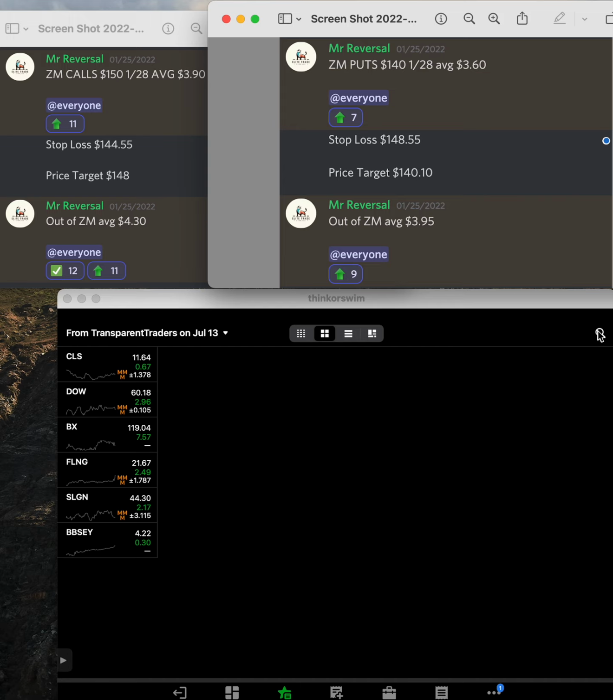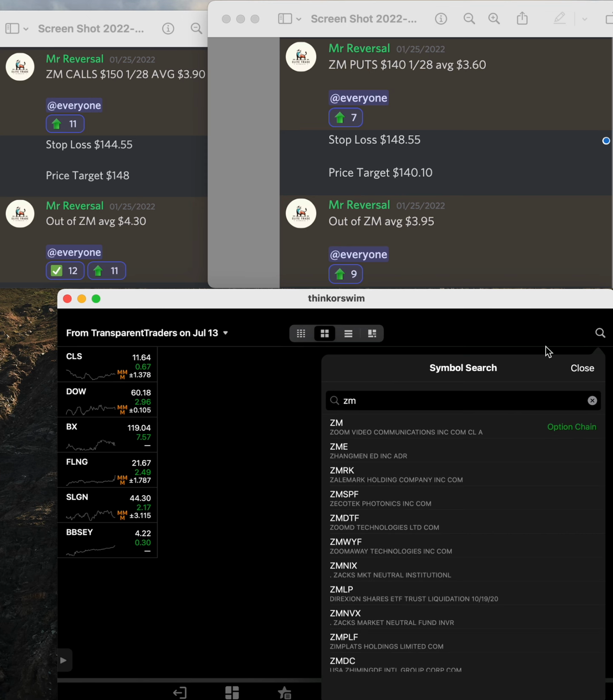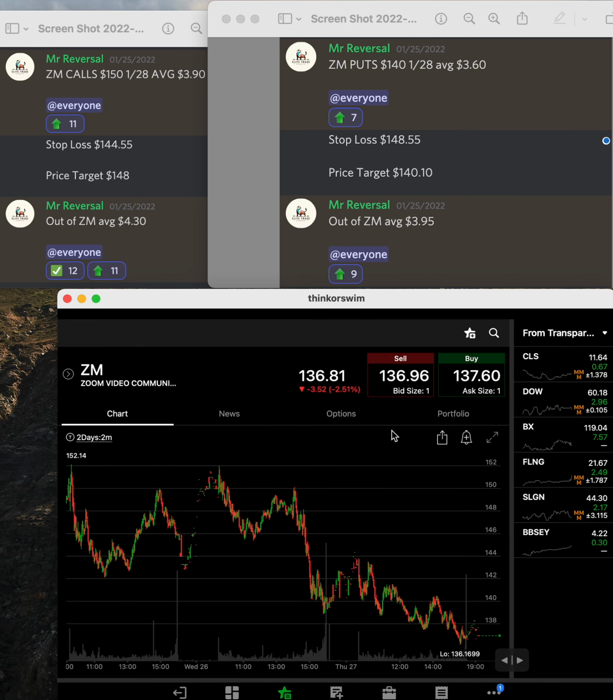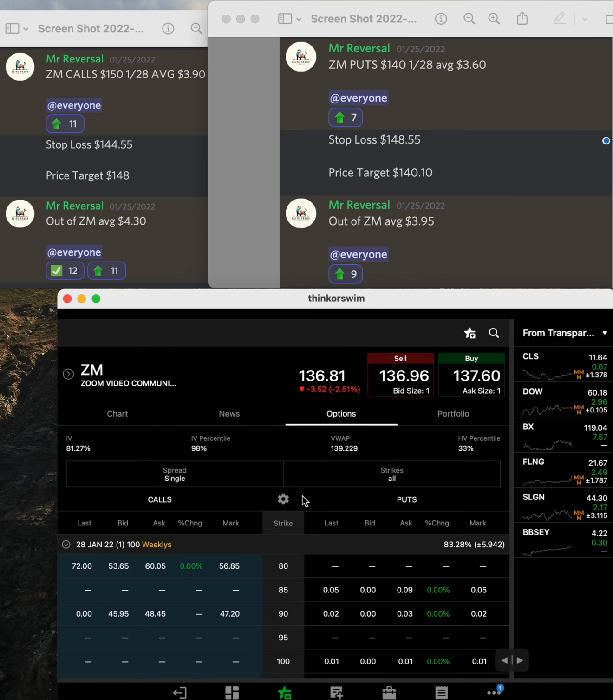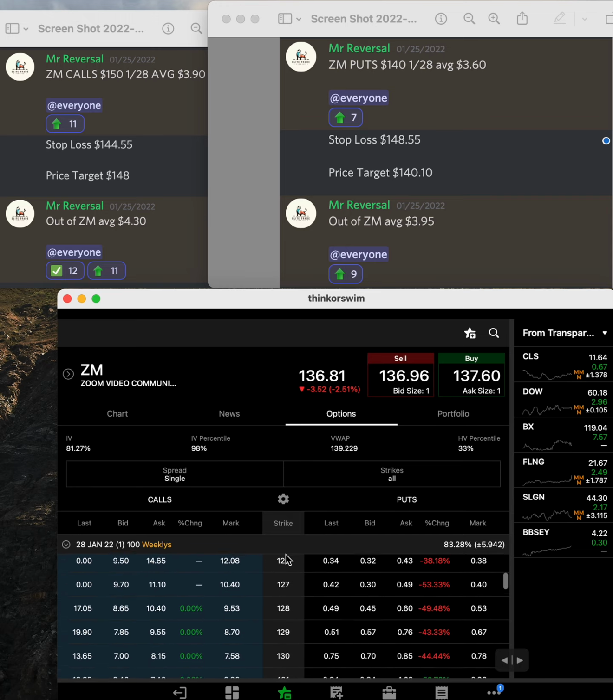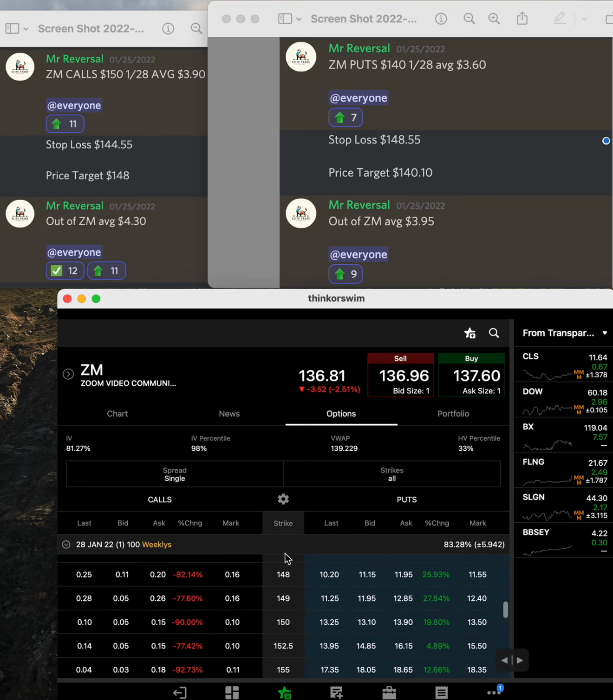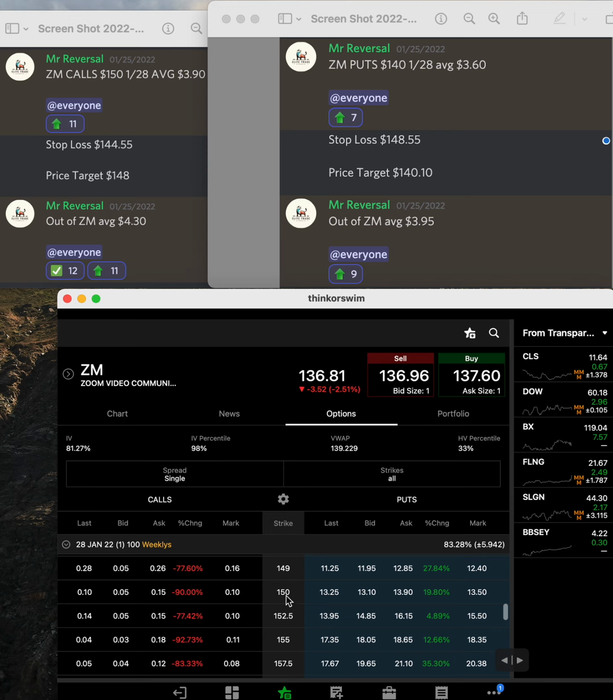So knowing all that on Thinkorswim, go to your watch list and look up ZM, because that's the ticker we were trading. Then go to the options tab, and then strike. In the middle where strike is, we look for that 150 strike. Find the strike right here. On the left you have calls, on the right you have puts. Since we said calls, we go to the 150 column.